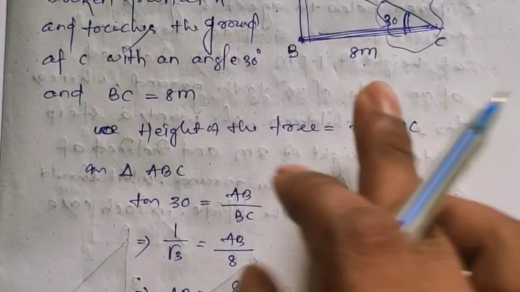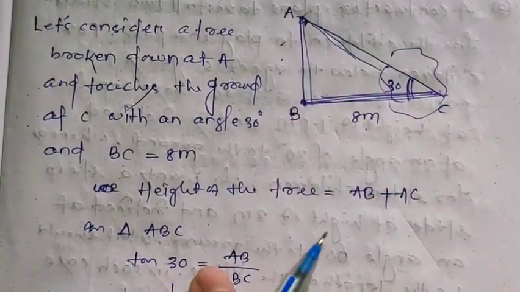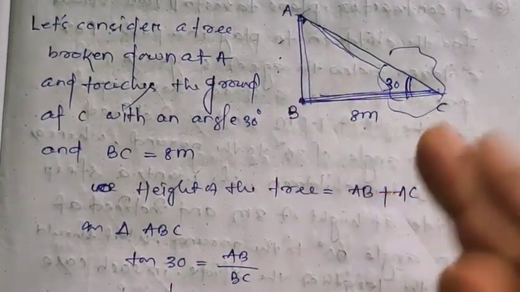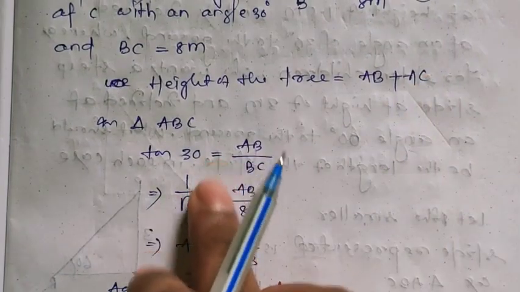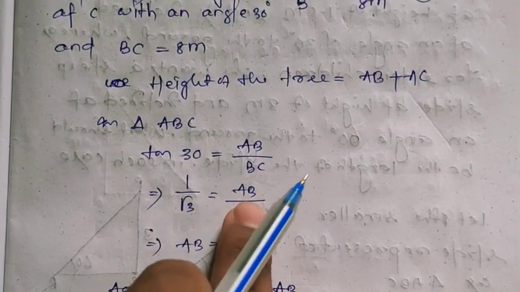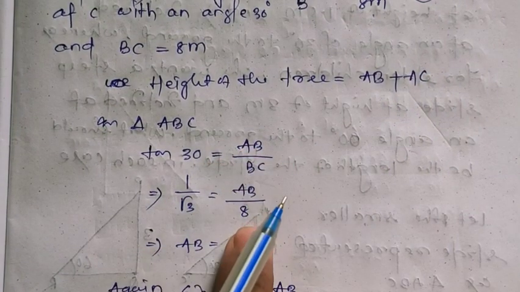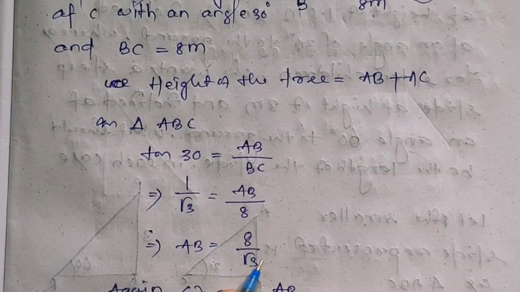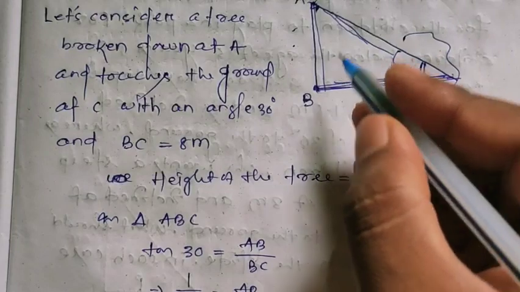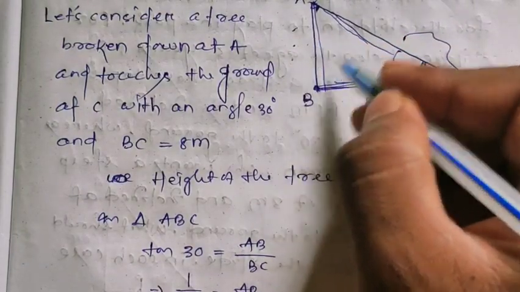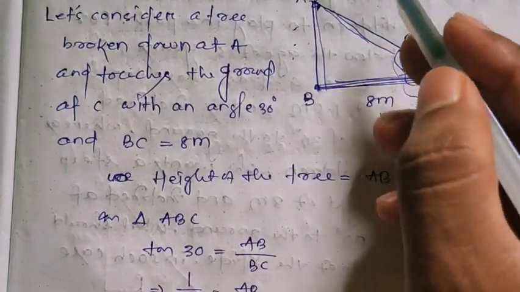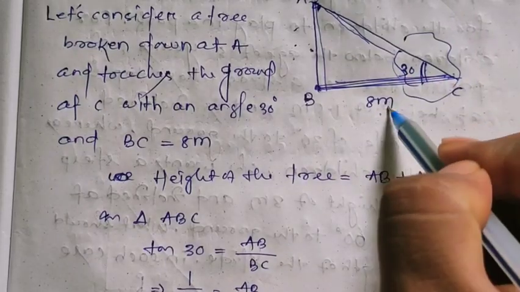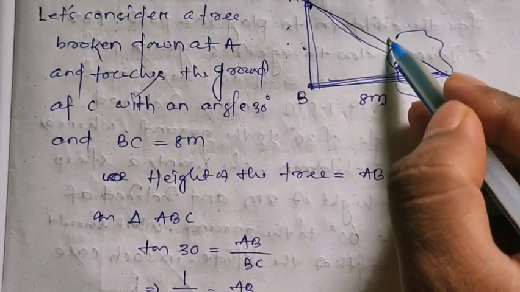Okay, in triangle ABC, tan 30 is equal to AB by BC. So tan 30 is equal to 1 by root 3, which is equal to AB by 8, because BC is 8 given. So AB is equal to 8 by root 3. We have found AB is 8 by root 3. Understand? So I have found this and now we can calculate this, right?